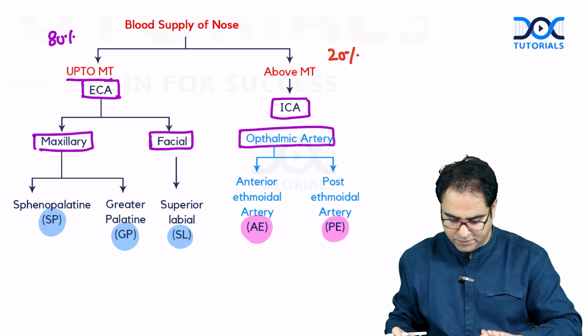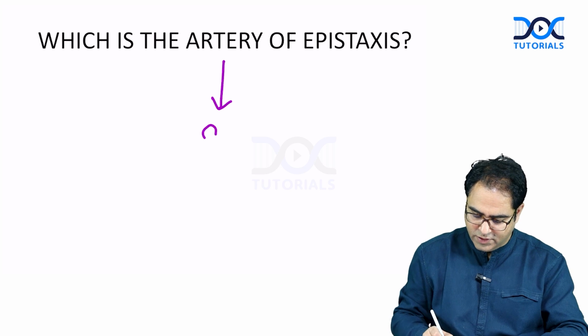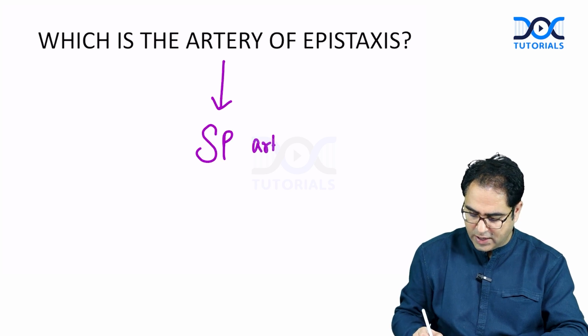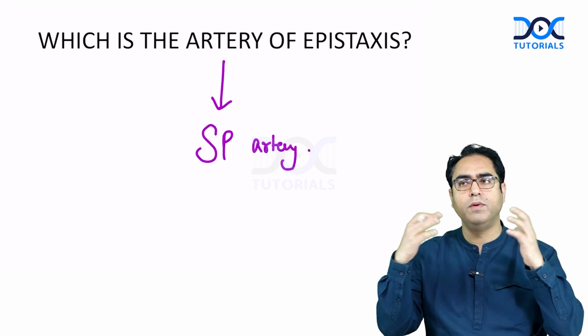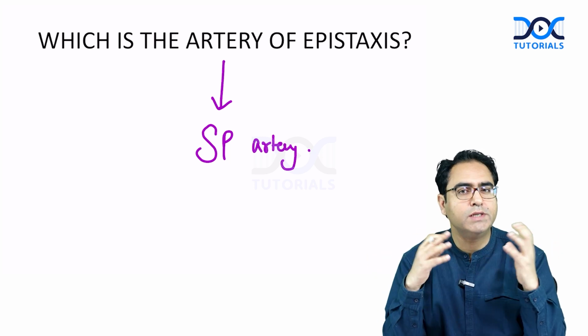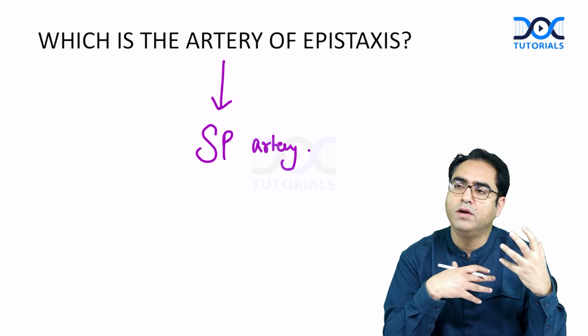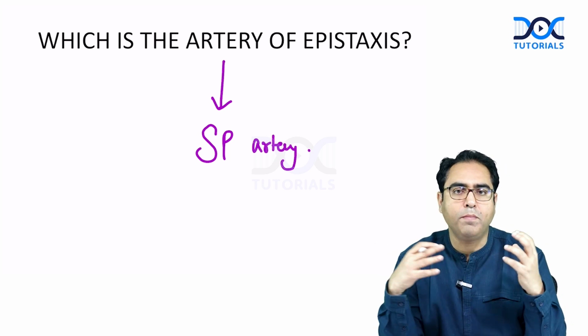Now, one question. Which artery is called the artery of epistaxis? Answer is sphenopalatine artery. In the majority of cases, when the bleeding is not able to be controlled by usual maneuvers, generally one of the branches of the sphenopalatine artery is the bleeding. So, the artery of epistaxis is the sphenopalatine artery.